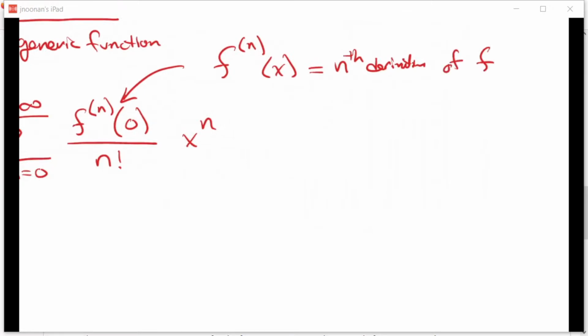Of f. So that's the notation. I know it looks like you're raising it to the power of n, but what we're doing is the nth derivative of f with respect to x.